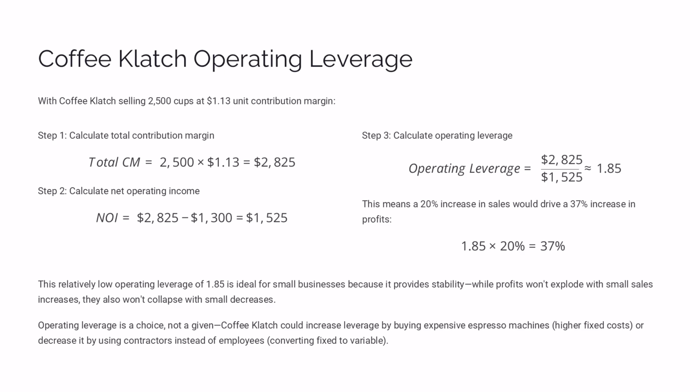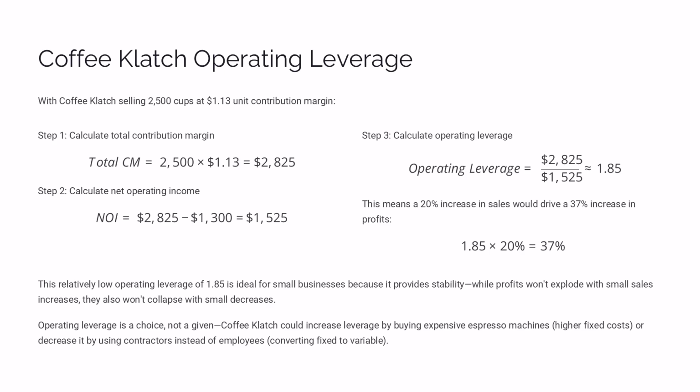$1,525, which is approximately 1.85, meaning a 20% increase in sales would drive a 1.85 times 20% equals 37% increase in profits, which might not seem dramatic, but compounds powerfully over time. This relatively low operating leverage of 1.85 is actually ideal for small businesses because it provides stability.